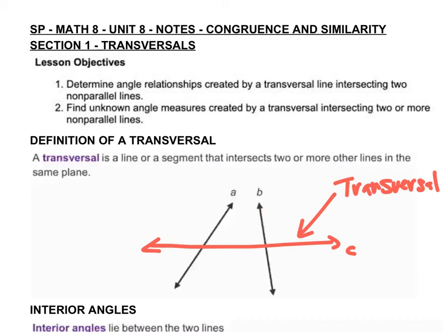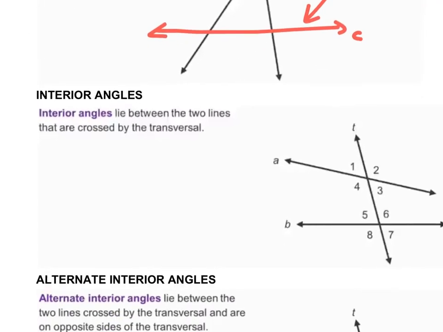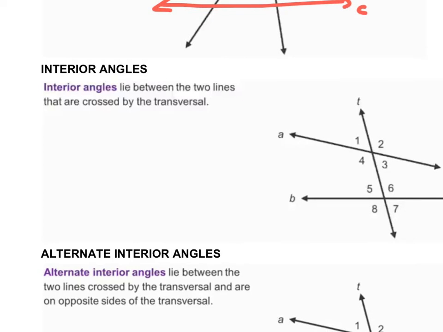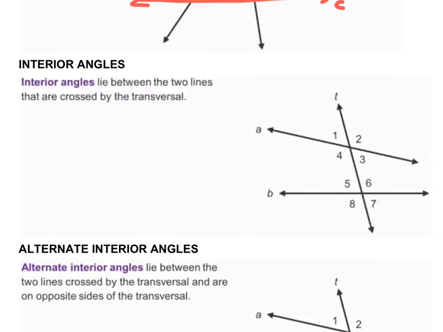So knowing this, we're going to be talking about this for the next couple of sections, and it's important that we understand the different parts that are associated when we have two lines that are cut by a transversal. Okay. So the first thing that we have is what are called interior angles. Okay, so interior angles lie between the two lines that are crossed by a transversal.